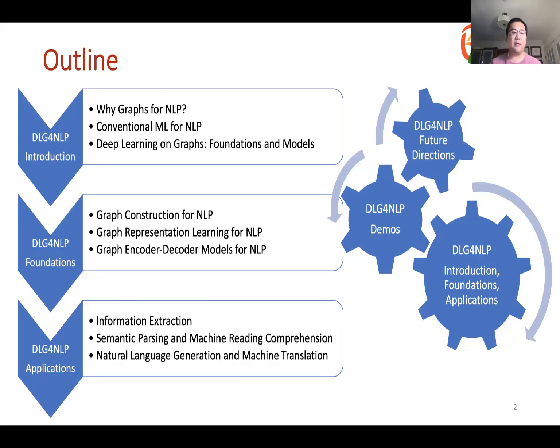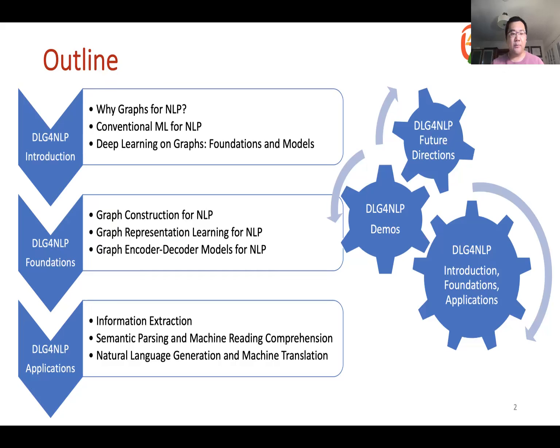And then we will move to the foundations of DLG4NLP. We will first talk about, given a text sequence, how can we construct a graph for various NLP tasks? We'll talk about 2 different graph constructions, static graph construction and dynamic graph construction. Once we have a graph at hand, what kind of graph representation learning technique should we choose for the current NLP task? That really depends on the graph at hand. For example, whether it is a homogeneous graph, a multi-dimensional graph, or a heterogeneous graph. Depending on the graph type, we will choose a different graph learning technique.